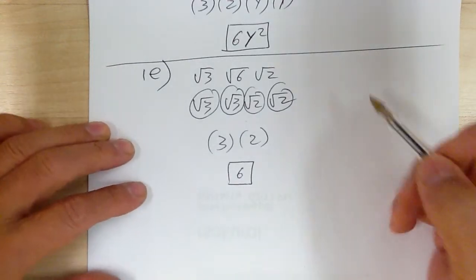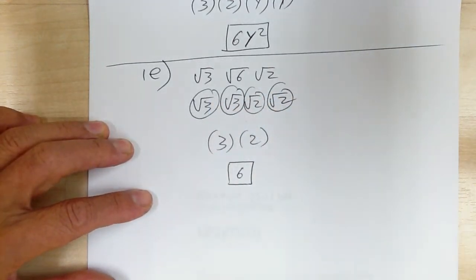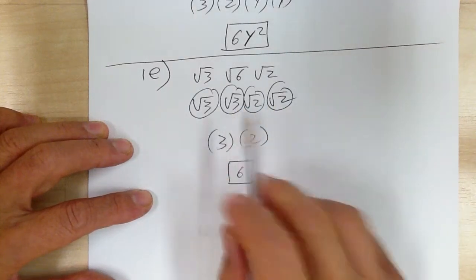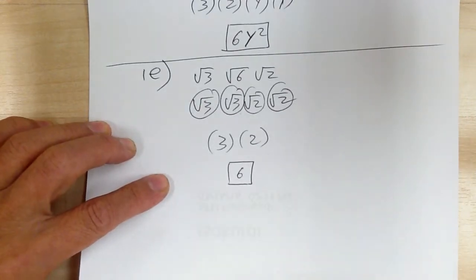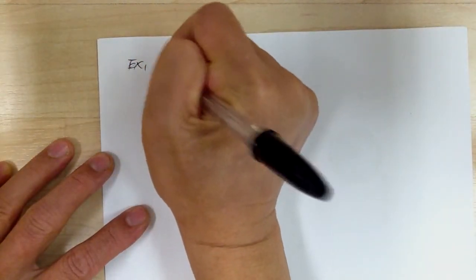Okay? So in the beginning, you can do this. But after you do it for a while, once you get really good, you can skip some of the steps. But right now, when you're just learning, try to do all the steps, learn the technique. Okay, let's continue on. Let's go to example 1f.